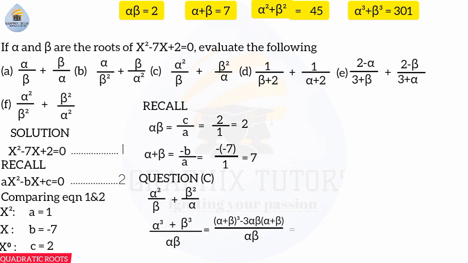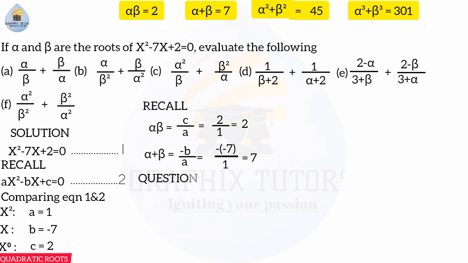And we know what alpha cube plus beta cube is. You can see it from up here. That is 301, right? So I'll write my 301 directly there. All over, you know what alpha beta is. You can see there. That is 2. So 301 all over 2, that will be my answer. Is that okay now? So we move forward to the next question.